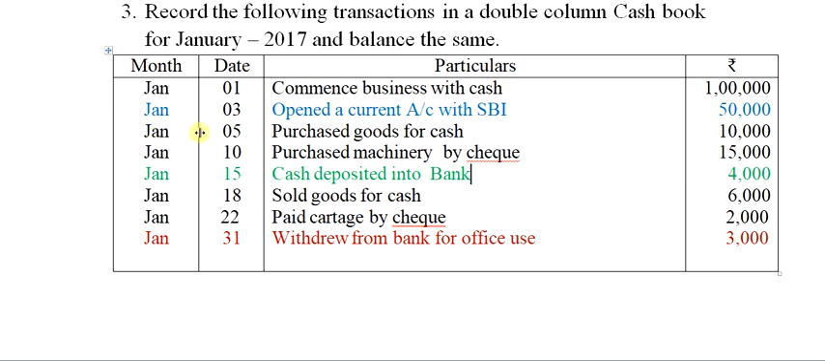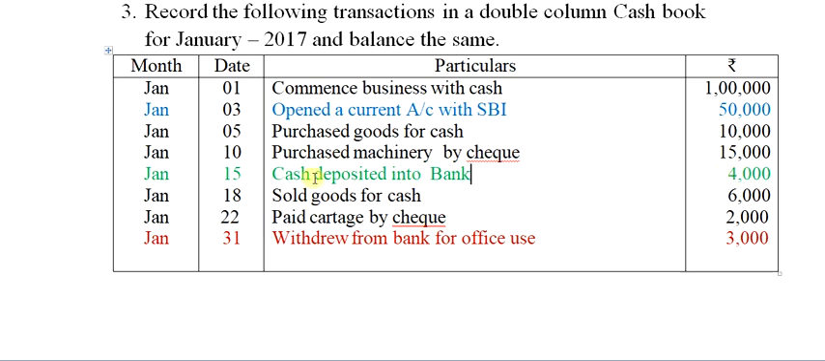Debit side. On Jan 5th, purchased goods for cash rupees 10,000. When we purchase goods for cash, automatically it should be shown under which side? Under the credit side, because we are purchasing the goods for cash. Our cash balance decreases. On Jan 10th, purchased machinery by cheque rupees 15,000. When we purchase machinery by cheque, our bank balance reduces. So it should be taken under which side? Under the credit side.